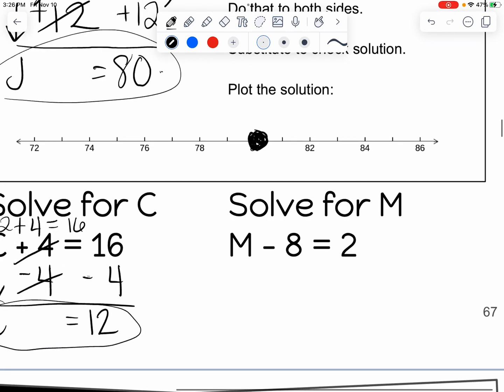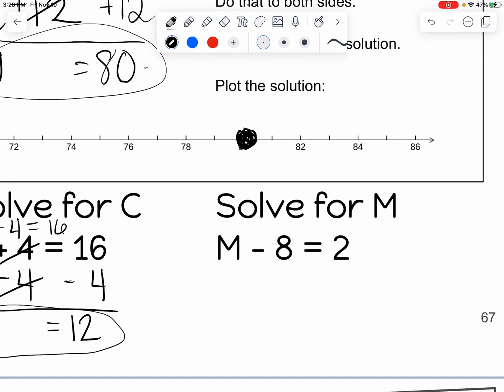Now I'm going to solve for M. I'm going to identify what operation is going on here. It's subtraction, so the inverse of subtraction is addition. I'm going to undo it and keep both sides balanced. So I'm going to add 8 and add 8.